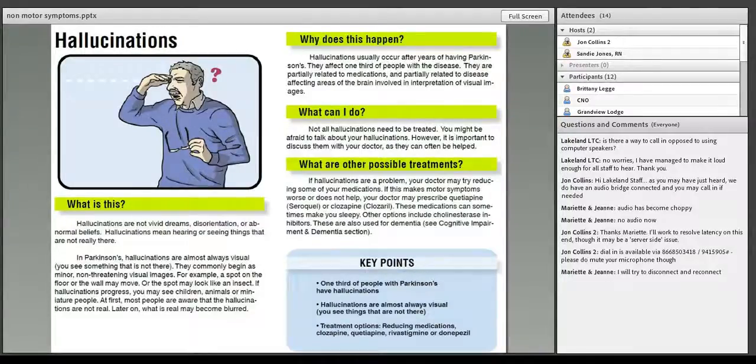So again, the side effects of the Parkinson's medications can make hallucinations worse. We now know that hallucinations are actually part and parcel of Parkinson's disease. They're there, and the medications act as a catalyst to bring them to the fore.